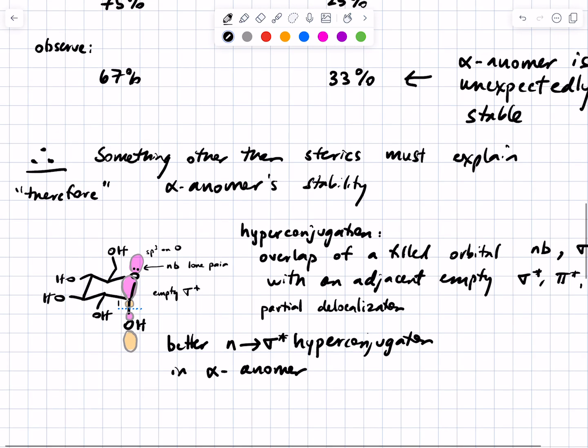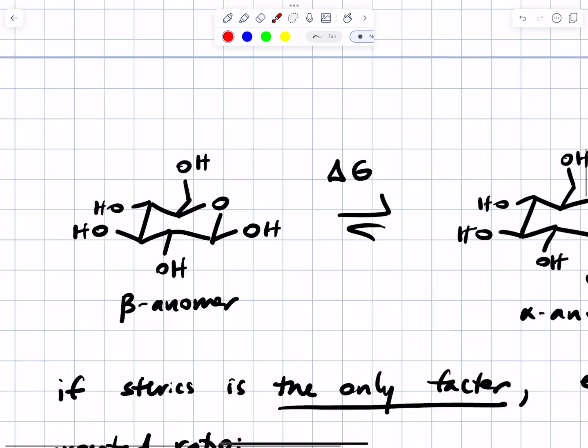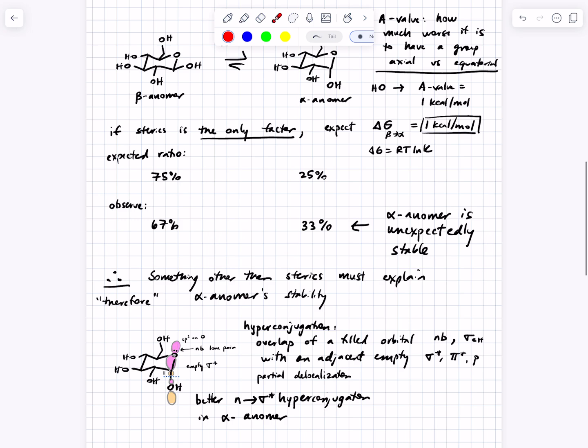The idea is if you go up and look at the beta anomer, the sigma star antibonding orbital would be projecting down here away from the lone pairs on the oxygen, not lining up with them, and therefore unable to interact or be stabilized. So it's thought that the reason the alpha anomer is more stable than expected is because of this hyperconjugation effect. You can probably put a number on it, and it's probably about 0.1, 0.2, 0.3 kcal per mole. That sounds small, though it's enough to move the needle in terms of equilibrium constant, which is why we're talking about it.